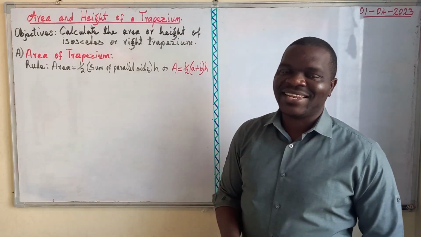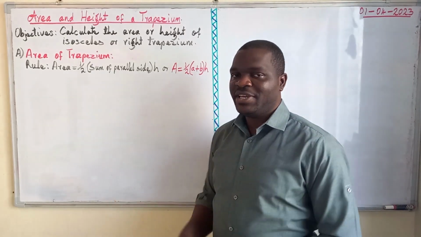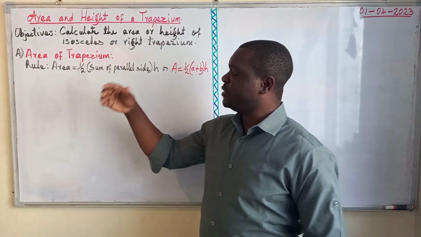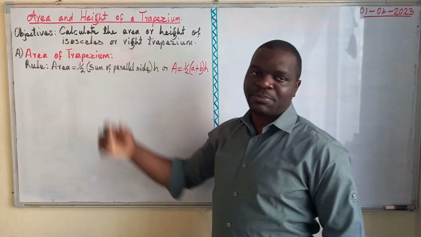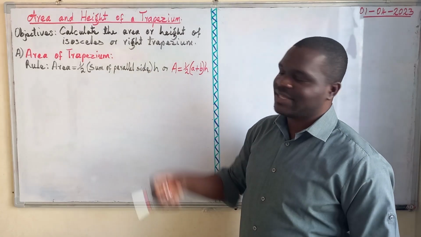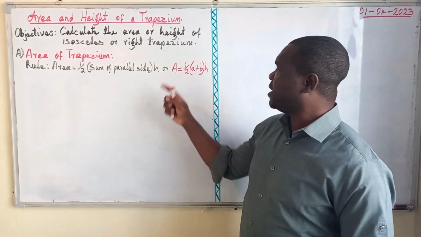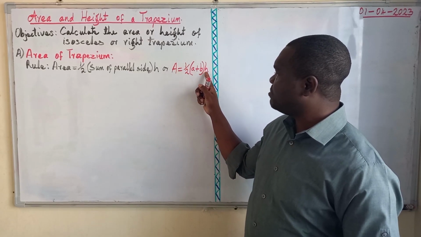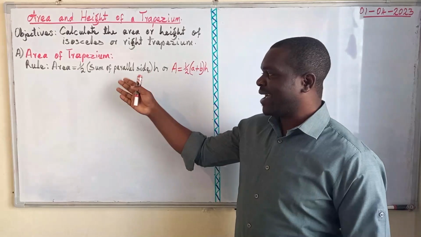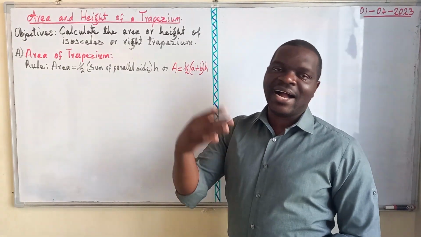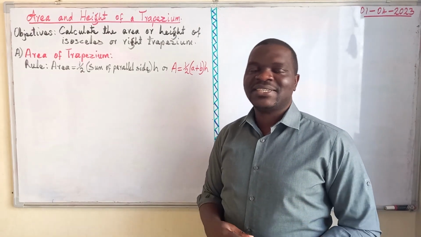And like I said last time, we have the rule in most instances to guide us to the answer. So the rule to finding the area of a trapezium is half of the sum of parallel sides times height. Or in short, you can just write it as A equals half of the sum of a and b times h. Now we're going to draw a right trapezium and identify the different sides, the height and the parallel sides.